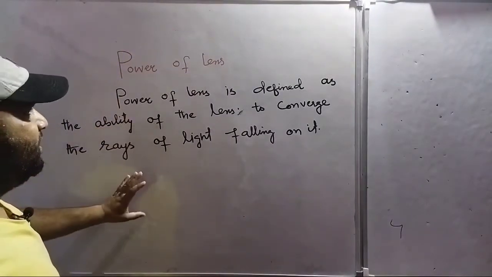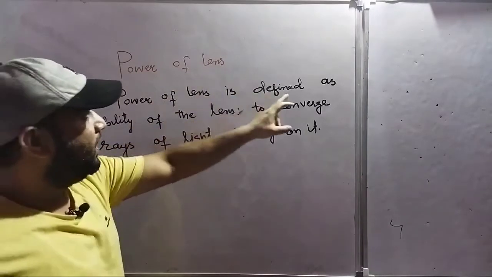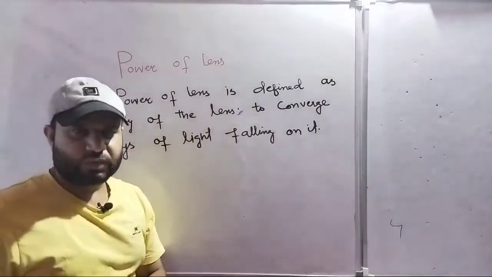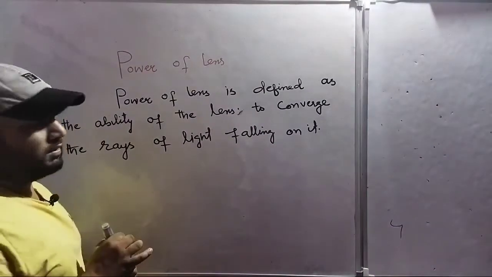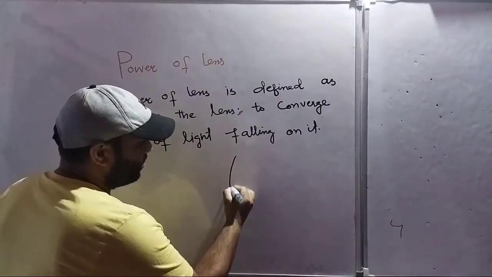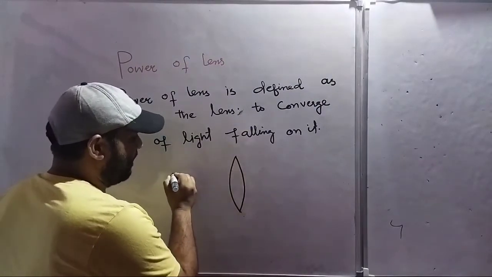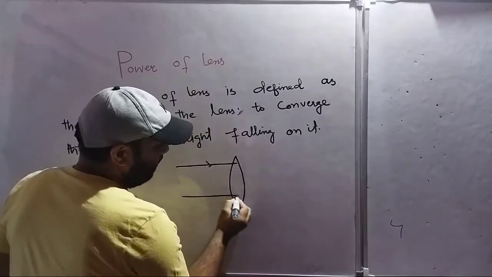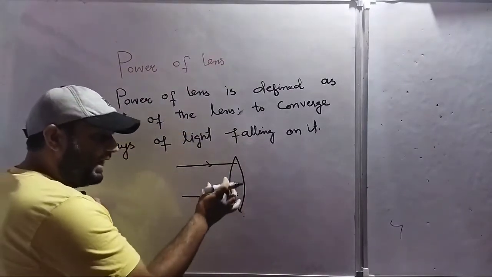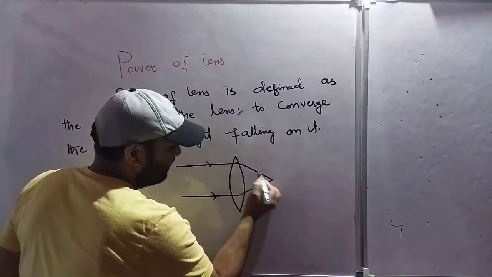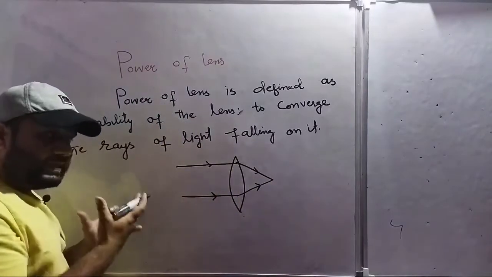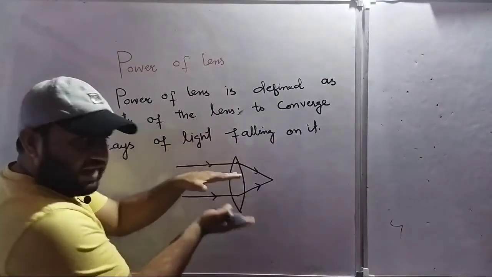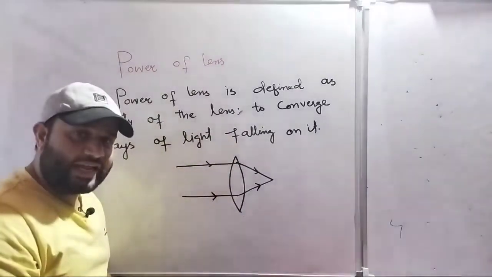As you can see on the board very clearly, power of lens is defined as the ability of the lens to converge the rays of light falling on it. So याद रखना है बेटा, power of lens किसको कहते हैं आपको ऑलरेडी पता है. जो हमारा कॉन्वेक्स लेंस है, कॉन्वेक्स लेंस हैज द प्रॉपर्टी कि जब इसके when rays are incident on convex lens, it has the property to converge these rays. So simply it is the ability of a convex lens to converge the rays falling on it.